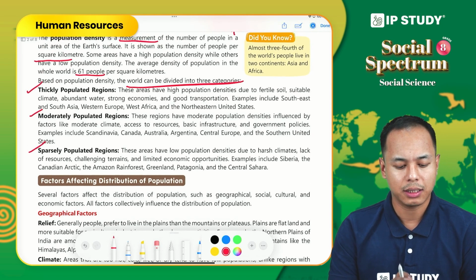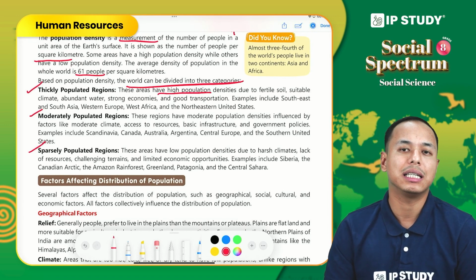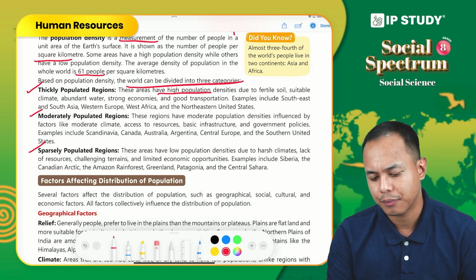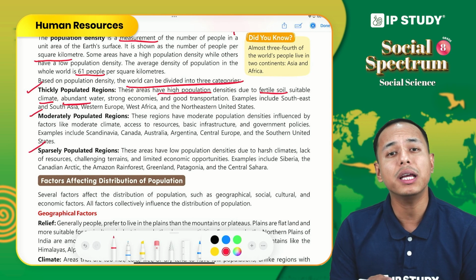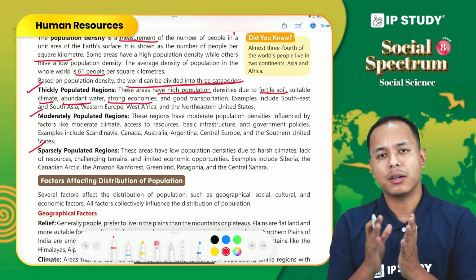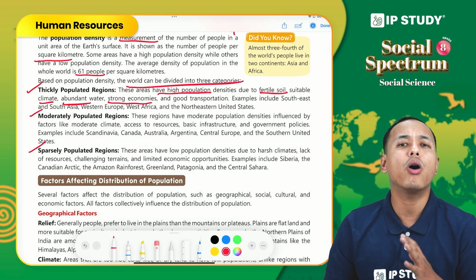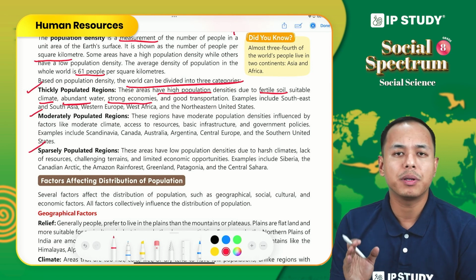Let us discuss the thickly populated regions. These areas have high population densities due to favorable conditions. It could be fertile soil, suitable climate, abundant supply of water, strong economy, good transportation, infrastructure development, basic necessities or social needs. All these factors lead to the huge settlement of people in that particular region.